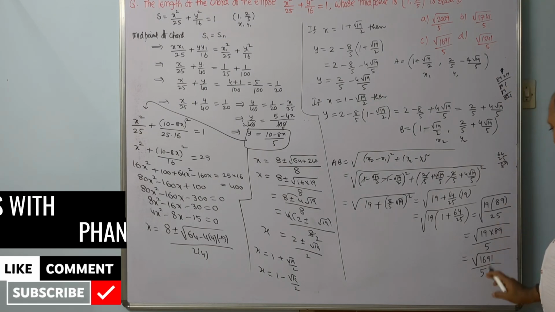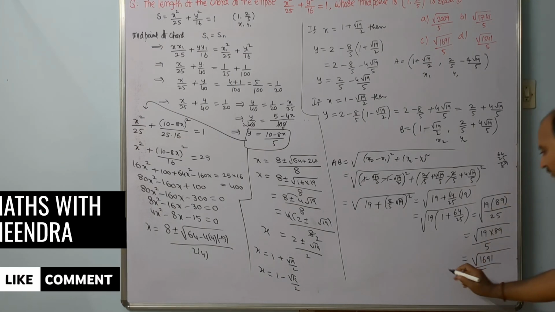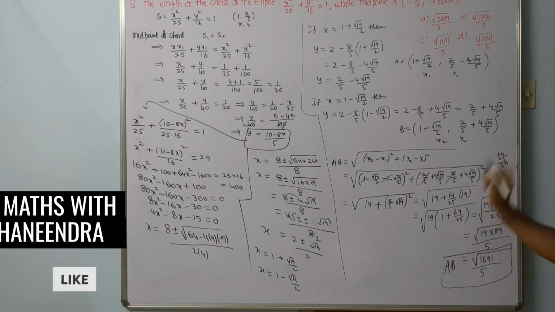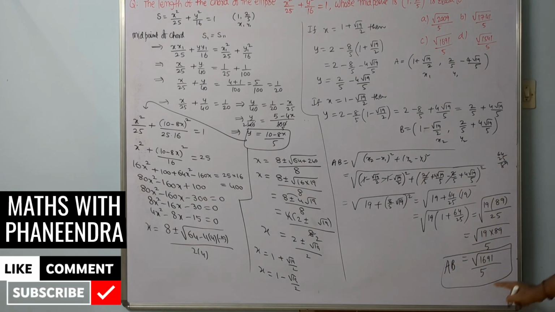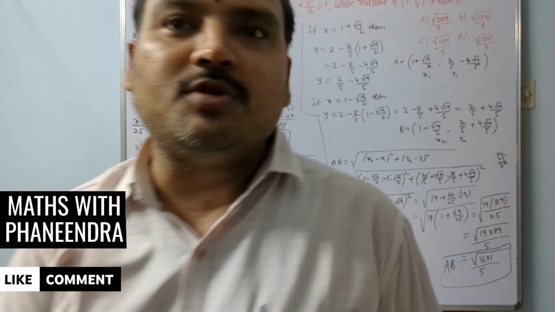Yeah, absolutely, 1691. We got it. So the length of the midpoint of chord AB is equal to root over 1691 by 5. I hope you understand. Slowly you can do it. We'll move on to another question.